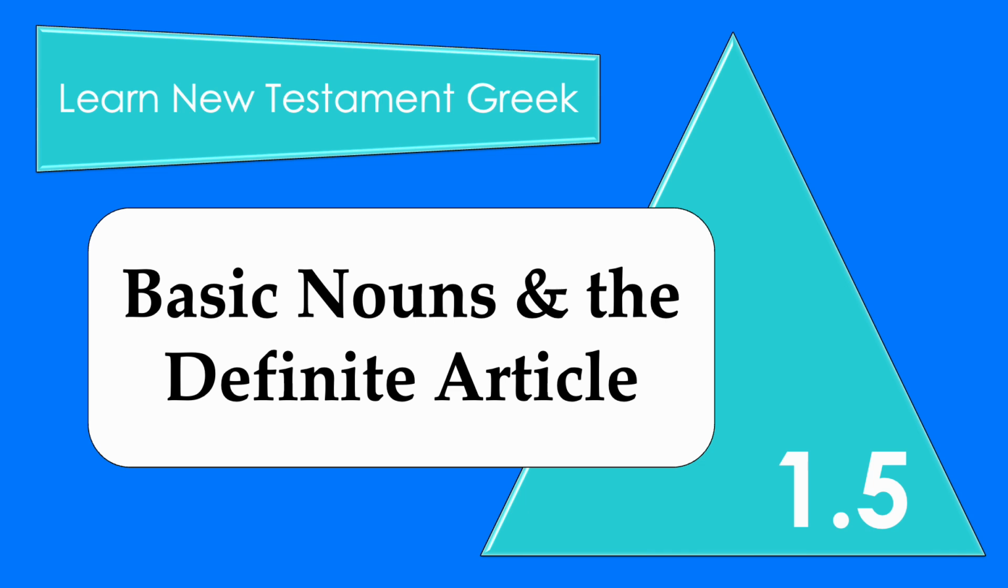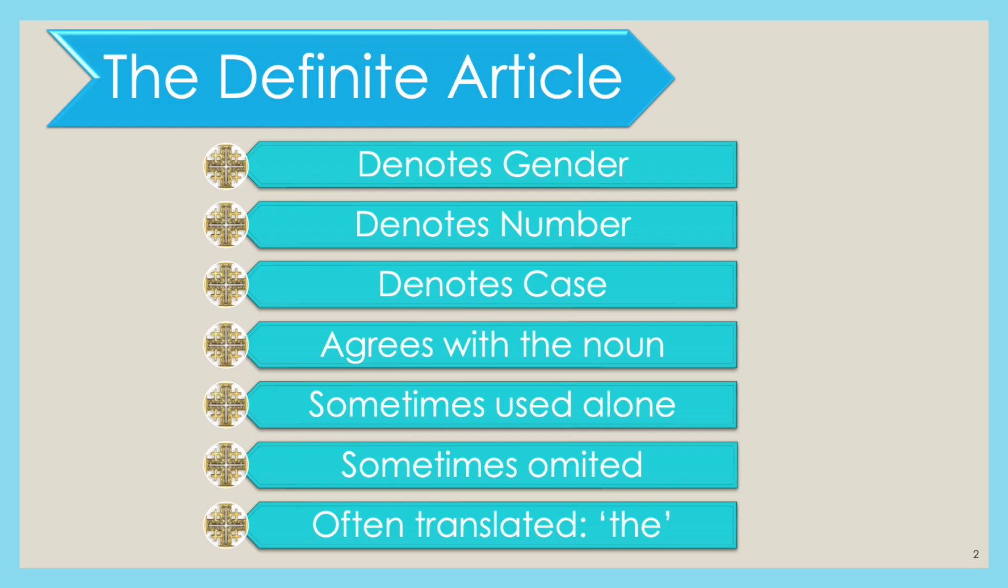In this video we're going to be looking at basic nouns and the definite article that goes with them. There are several things to bear in mind with the definite article. From it we get the grammatical gender of the word. We also get the number, as in whether it's singular or plural. And we're going to get the case, which I will explain in more detail.